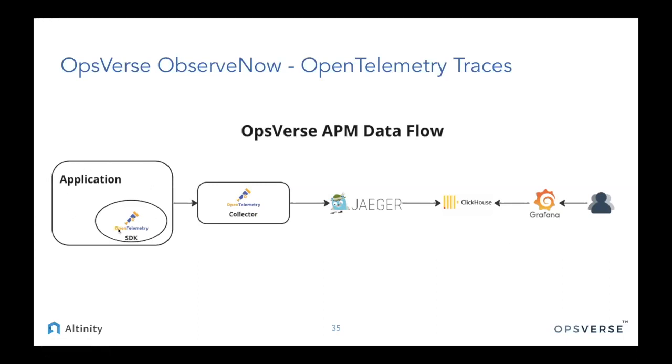You would instrument your applications with the OpenTelemetry SDK, and that makes your applications emit spans and traces, the OpenTelemetry traces. Those are usually collected using the OpenTelemetry collector or one of the other collectors out there, but usually the OpenTelemetry collector is commonly used. And the OpenTelemetry collector sends those traces to Jaeger in the backend. Jaeger is run as part of the OpsVerse ObserveNow cloud service. And Jaeger dumps that data into ClickHouse, and users will finally access that data through Grafana, either as dashboards, or users can actually run ad hoc queries through Grafana. That's the data pipeline.